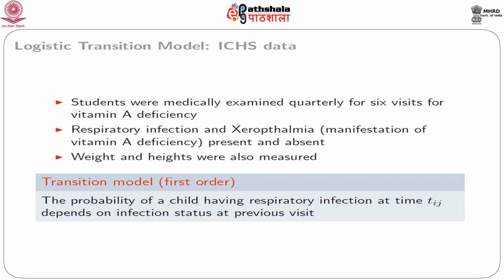So this data is available, and later on I will give the source of the data. Consider that the probability of a child having a respiratory infection at time t_ij depends on infection status at the previous visit. This is a very reasonable assumption, that the probability that a child has a respiratory infection at present depends on whether the child had an infection previously or not.